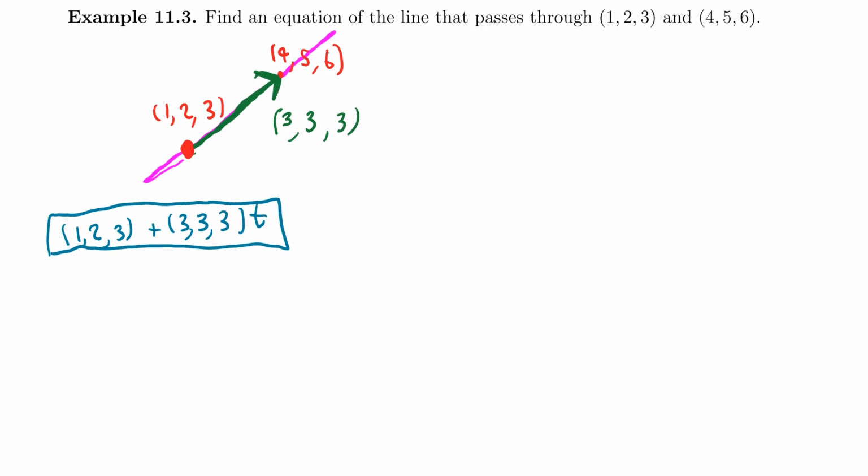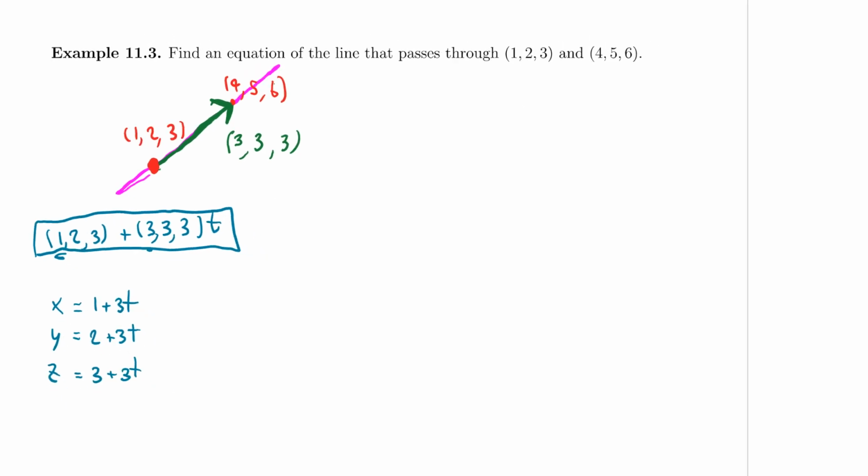Also, I can do the parametric equations for this. It's going to be just my x is 1 plus 3t. So this is just pulling the first coordinate of the vector that we have above. My y is going to be just 2 plus 3t, and then my z is going to be just 3 plus 3t.